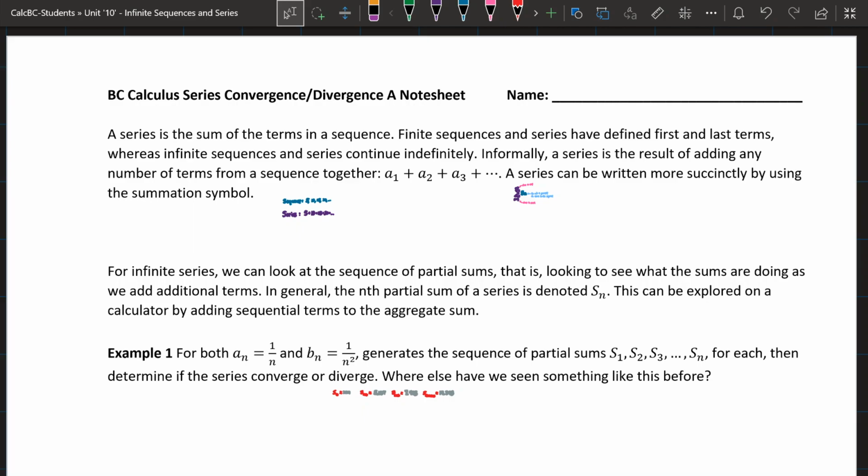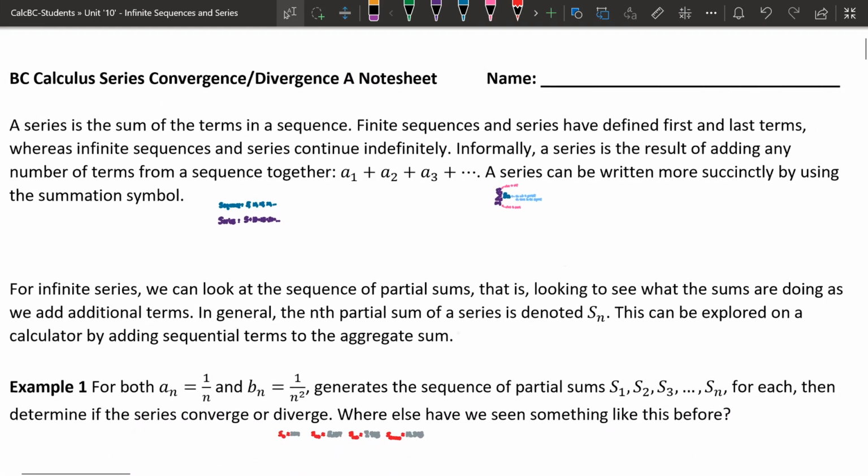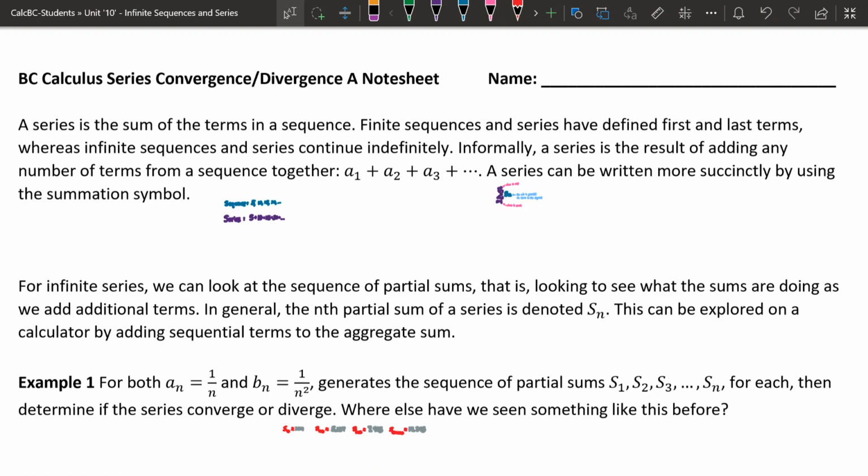So a series is the sum of the terms in a sequence. All right, so just adding them up. Finite sequences and series have defined first and last terms, whereas infinite sequences and series continue indefinitely. Informally, a series is the result of adding any number of terms from a sequence together. See, we've got our list view here. We've got the first term, a sub 1, plus the second term, a sub 2, plus, and so on. All right, a series can be written more succinctly by using the summation symbol. So let's look at a couple of these different versions.